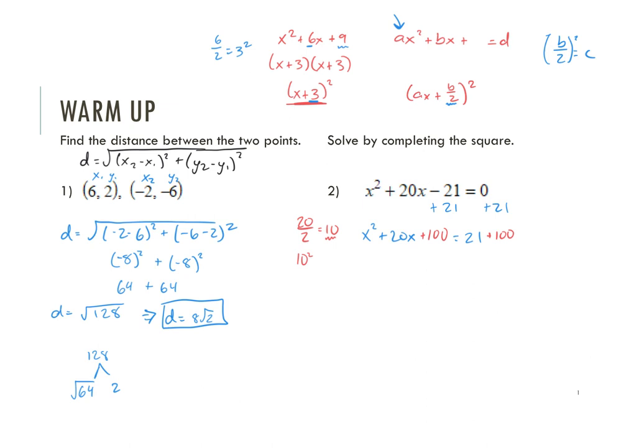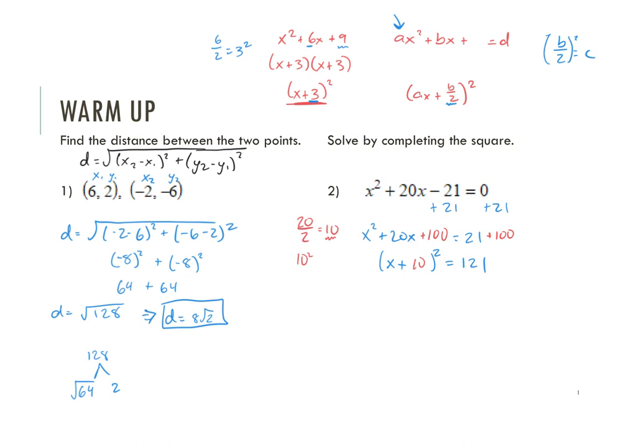Now I'm going to factor. And if I did this right, it should factor down to x plus 10 squared is equal to 121. As you can see, the 10 came back, and it is the number within the parentheses.